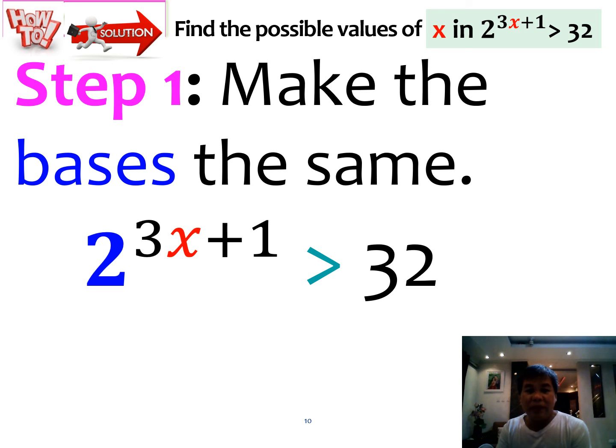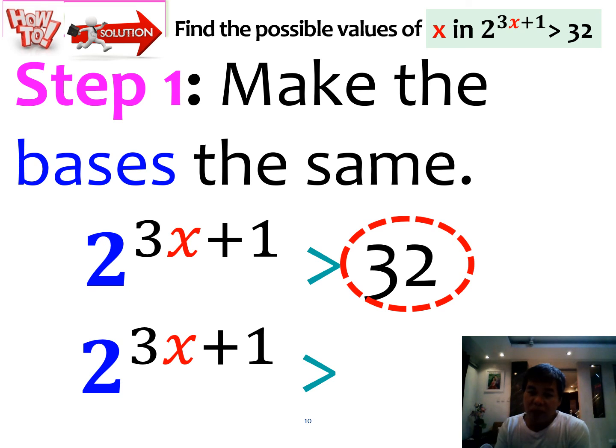On the left side of the inequality, 2 raised to 3x plus 1, the base is 2. So we have to transform 32 into an exponential form with a base of 2. If there is 2, how many times do we multiply 2 by itself so that we can achieve a product of 32? The answer is 5. So 2 raised to 5 is equal to 32. So we have the inequality.